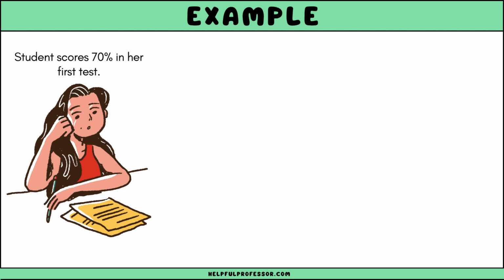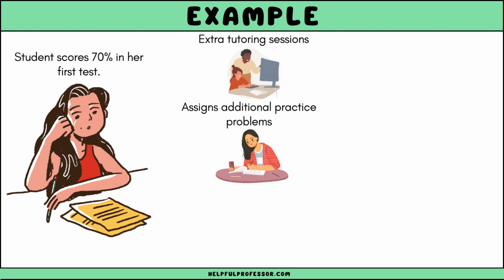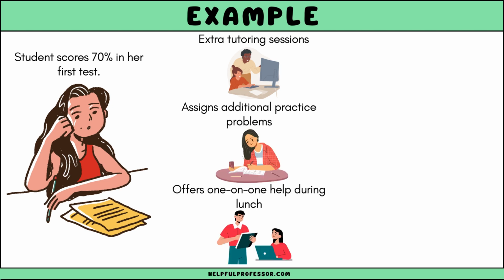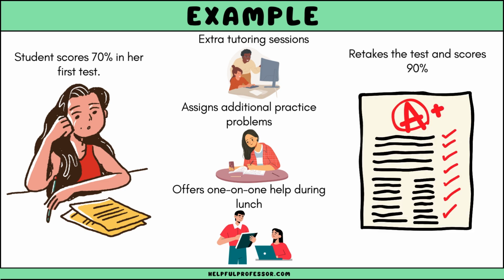Instead of letting her proceed to the next unit, Mr. Smith provides extra tutoring sessions, assigns additional practice problems, and offers one-on-one help during lunch. After a week of this focused support, Emily retakes the test and scores 90%. Having achieved mastery, she can now progress to the next topic with confidence.